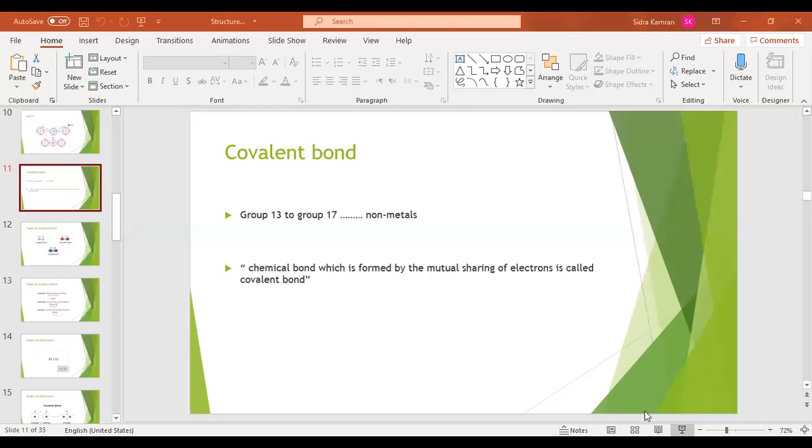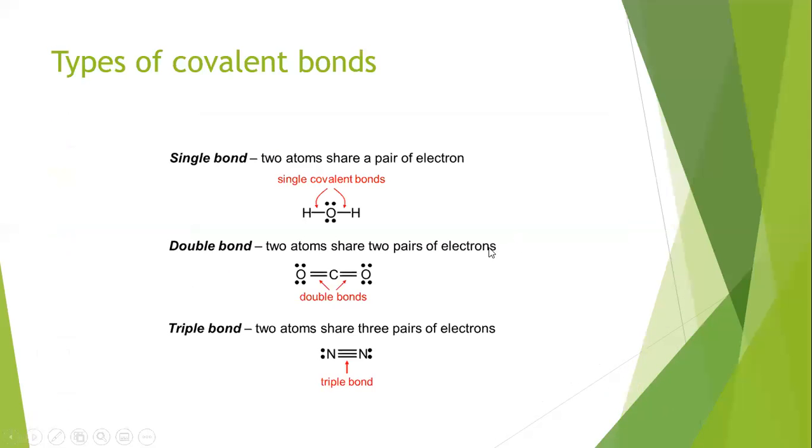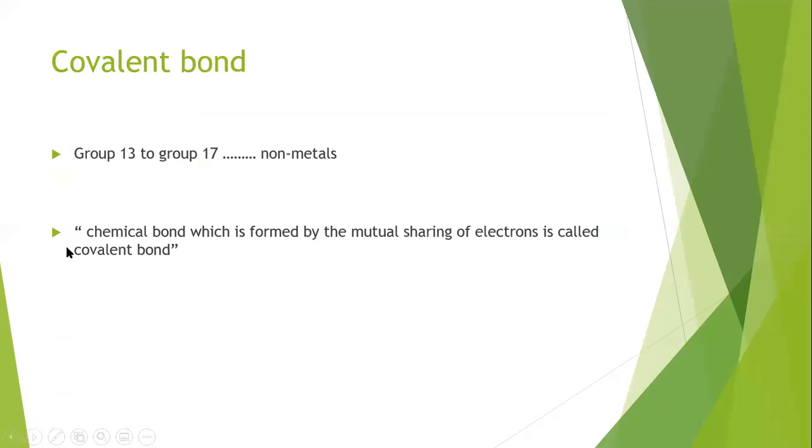Today we are going to discuss covalent bonding. Previously we had a discussion on ionic bonding. A covalent bond is basically formed by the mutual sharing of electrons, whereas ionic bonds are formed by the complete transfer of electrons. In covalent bonding, there is no complete transfer of electrons. Atoms combine together by sharing electrons.